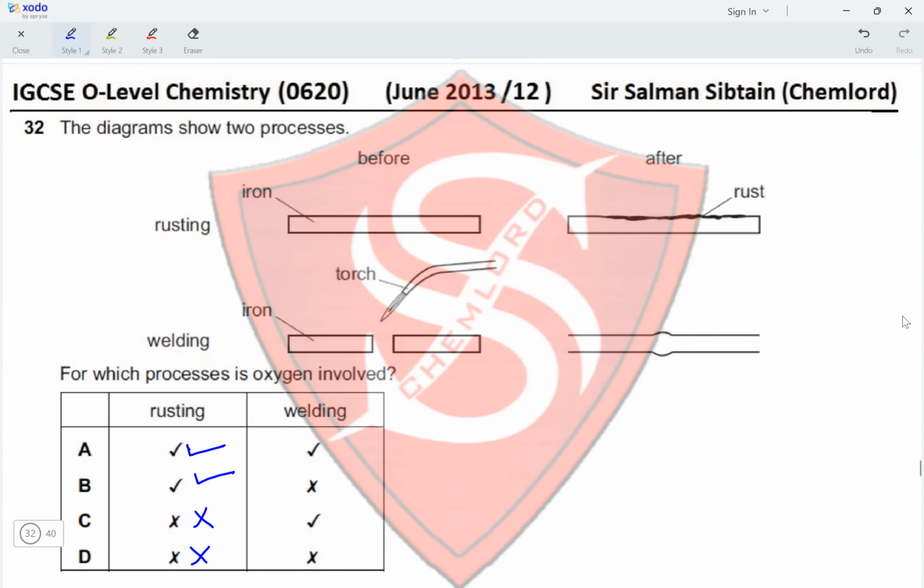And welding uses oxygen to burn the torch and to melt the two pieces of iron together, which means weld them together. So this eliminates option B and makes option A the correct option for this question.